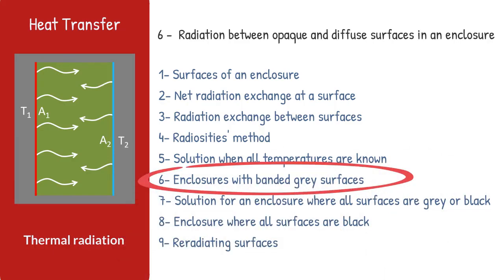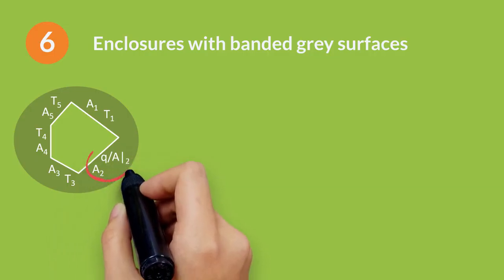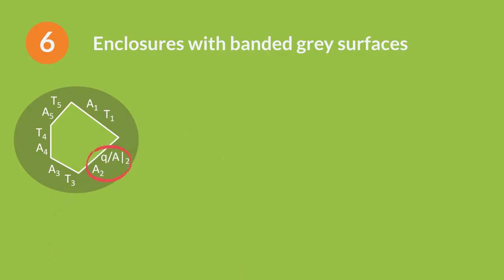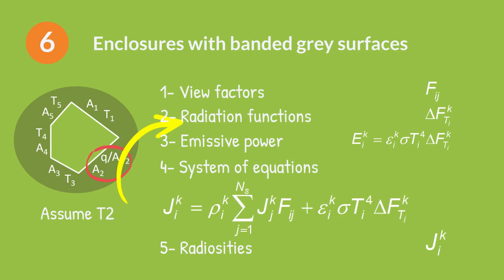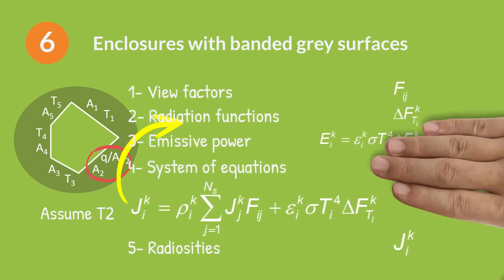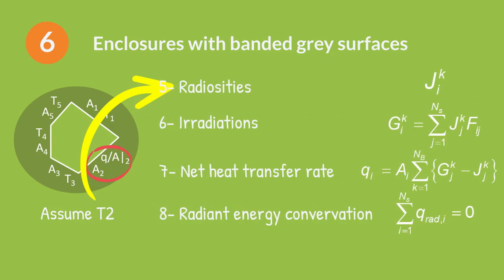Enclosures with banded gray surfaces. What happens when for a given surface, we do not know its temperature, but the radiation flux? Assume unknown temperatures. In this case, T2. We will use this value to calculate the radiation functions, emissive powers, and radiosities. We will follow the same procedure to calculate the net radiant heat transfer rate. We will be modifying T2 until we achieve the balance of heat transfer rates.